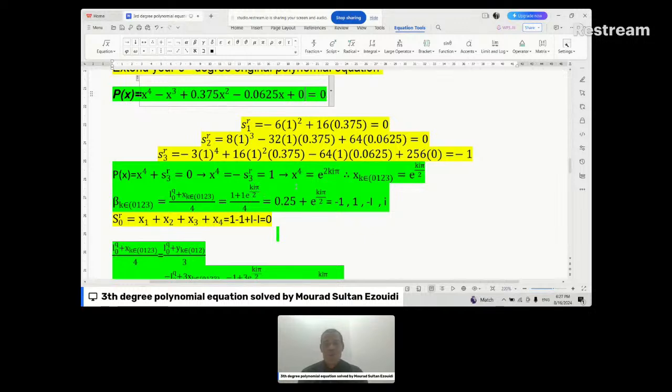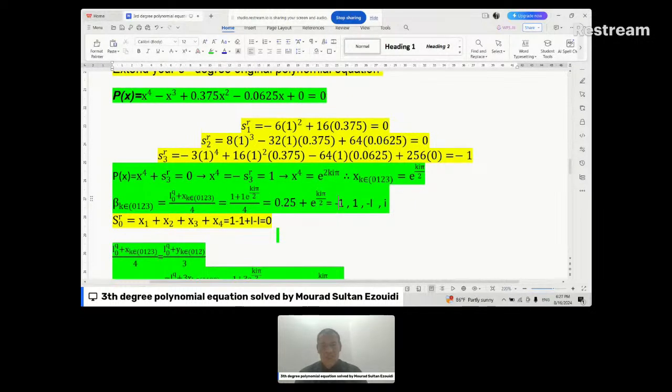Now I'm going to set k equal 0, then k equal 1, then k equal 2, then k equal 3 to find the four x roots of my new fourth degree polynomial equation. Therefore, when k equals 0, learners, x has to be equal to, so 1 over 4 is 0.25, plus exponential ki pi over 4.